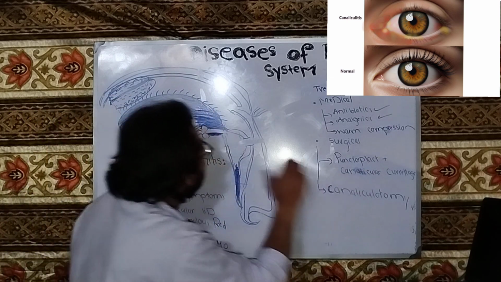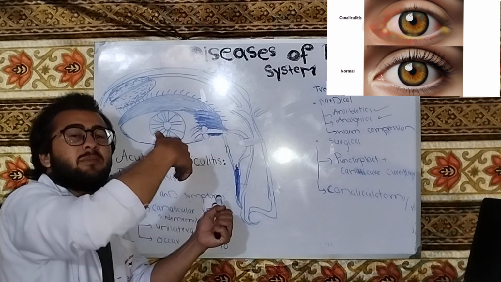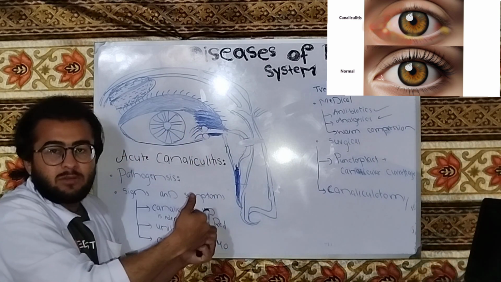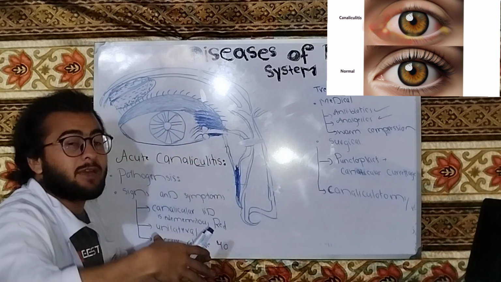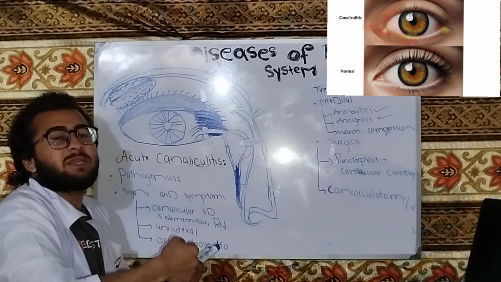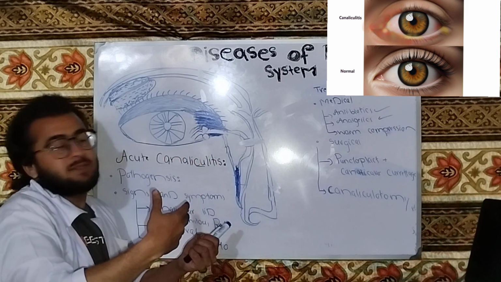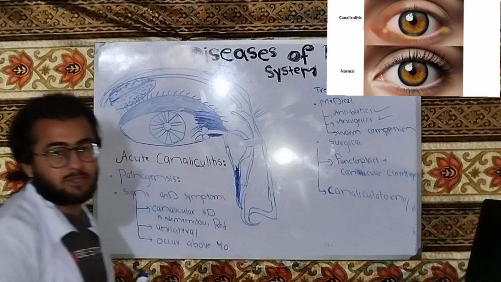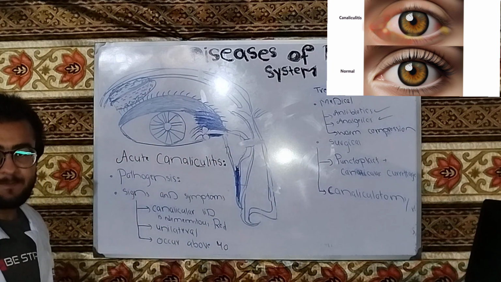In canalicular curettage, we will compress, and the pus and discharge will come out. So the dilation is called punctoplasty, and canalicular curettage is the pressing, compression, and expression of the debris and the pus. So this is the gold standard treatment for acute canaliculitis.